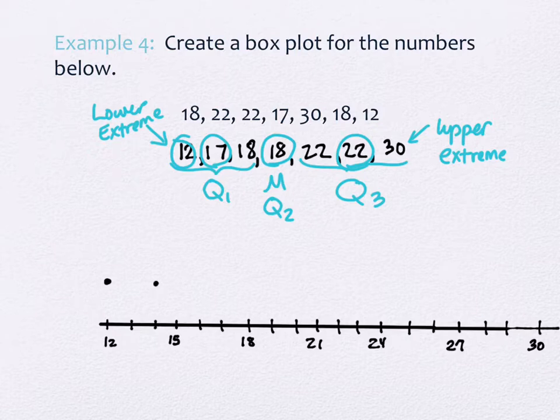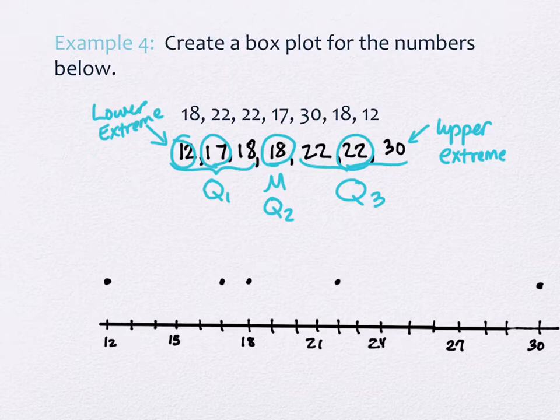My next one was at 18. I'm sorry, that wasn't 17. That's 17. The next dot would be at 18. I have 22. And then I have 30. I think they're about at the same height.